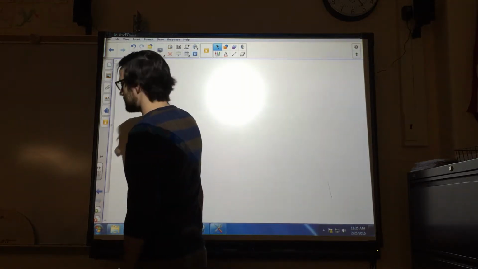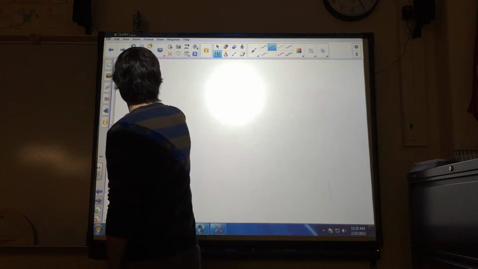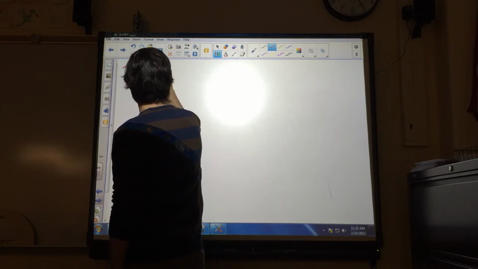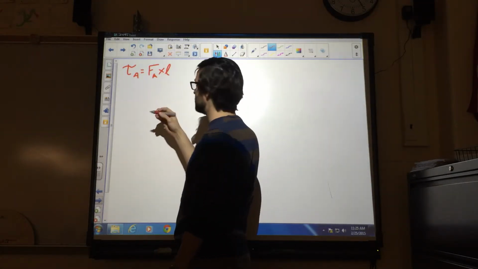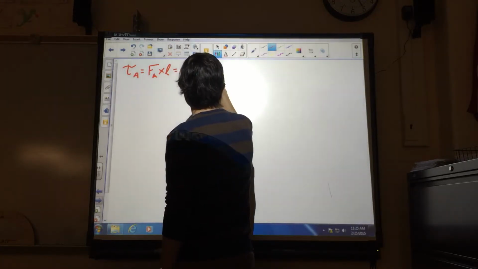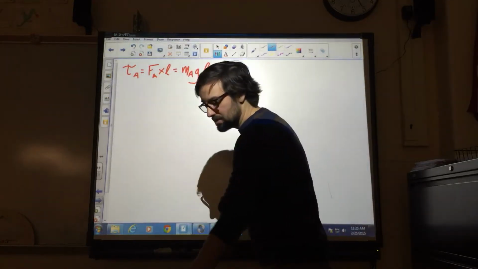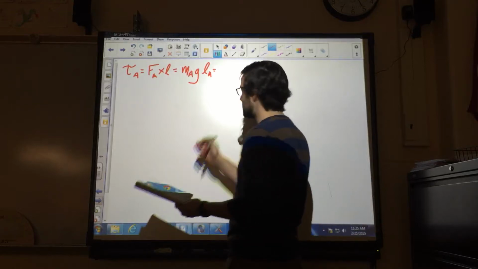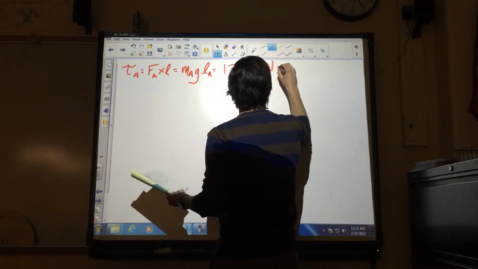So the torque that exists due to object A is going to be equal to the gravitational force on A times the distance between where the force is applied and the axis. So in this case, that's going to be M_A times g times L, I guess I'll call it L_A, just because I'm a Dodger fan. So the torque that exists due to A should work out to be 132.3 Newton meters.